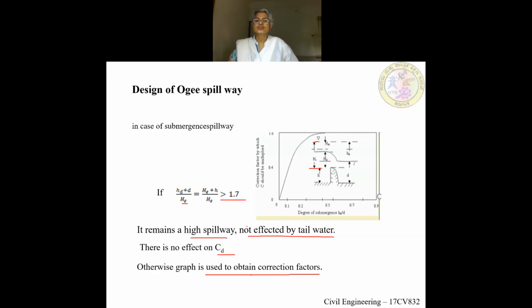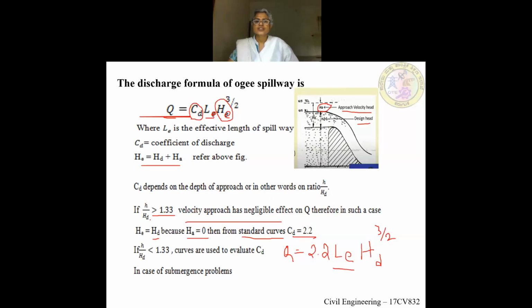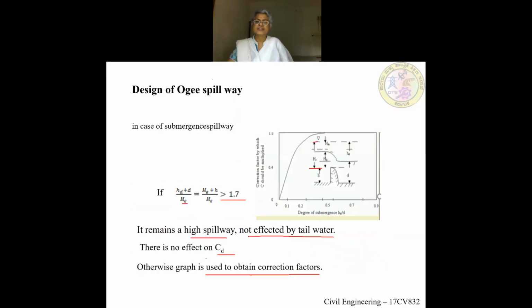So we have to check two things. One is this ratio H by HD. If it is greater than 1.33, directly you can take the value of CD as 2.2. If the value of H by HD is less than 1.33, we have to evaluate CD using the curves. And also in case of submergence, you have to find this ratio, which is equal to HE plus H divided by HE. If it is greater than 1.7, there is no effect on CD. Whatever value you have got in the earlier case, the same thing can be taken. Otherwise, you have to use correction factors for the CD.